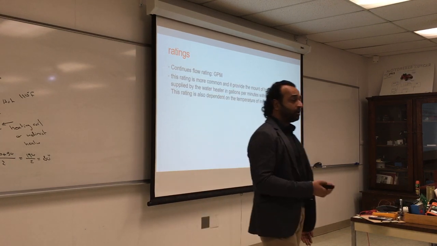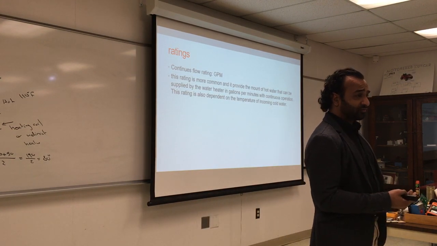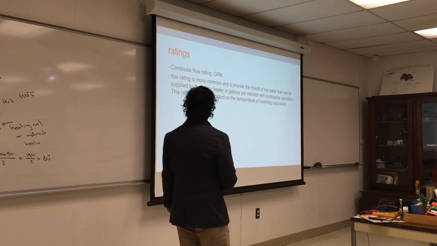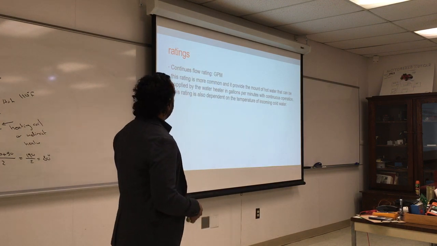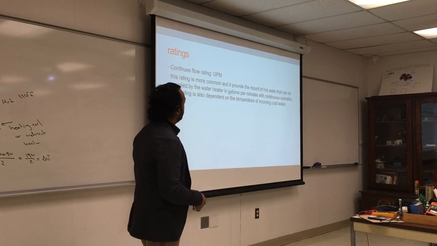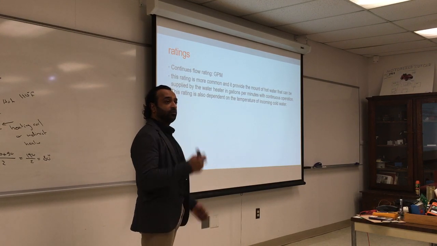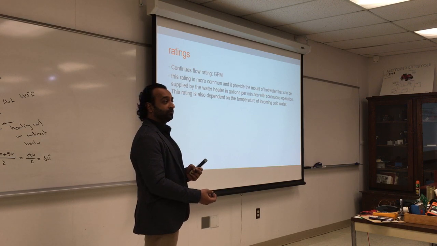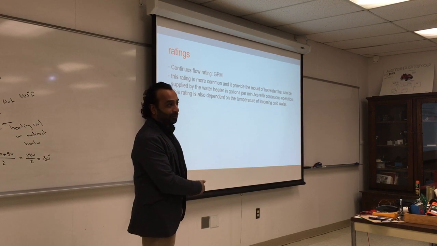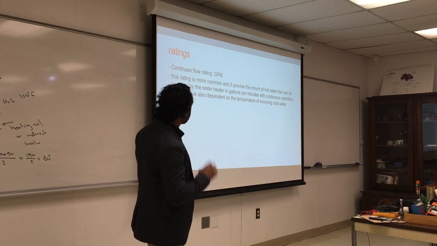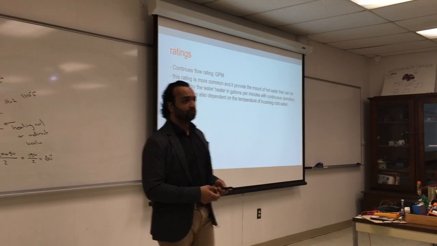In the winter, the incoming water is usually 60 or 50 degrees, so it's very cold. In the summertime, it will be different, between 70 and 80. So this is the rating that's more common. It provides the amount of hot water that can be supplied by the water heater in gallons per minute with continuous operation. So if I turn the faucet, it will guarantee you're going to get 1 gallon per minute of hot water, depending on the flow rate of the faucet. Big faucet, probably a lower rating. Smaller faucet, you're going to have more hot water. It also depends on the incoming water.